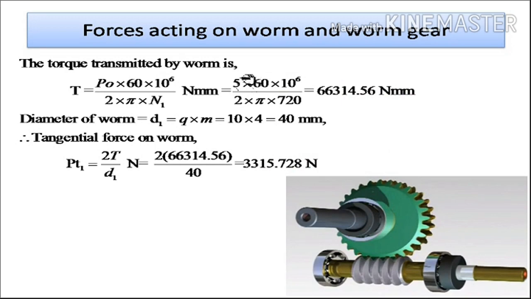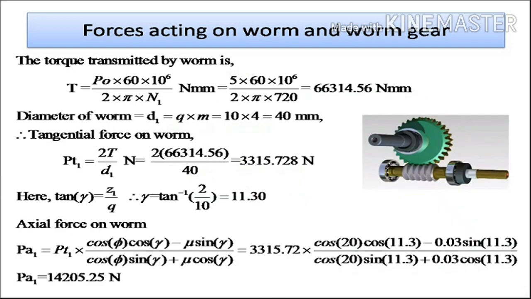The power given to me is 5 kilowatt, and if I multiply this by 60 multiplied by 10^6 divided by 2 pi n, I will get 66314.56 Newton mm as the torque acting on the worm. The diameter of the worm is q into m, diameter quotient multiplied by module, so I will get 10 multiplied by 4 equal to 40 mm as the diameter of the worm. If I put these values, the tangential force is equal to 2T by d1, so 2 into this value of torque divided by diameter d1, that is 40 mm. I will get the tangential force acting on the worm as 3315.728 Newton.